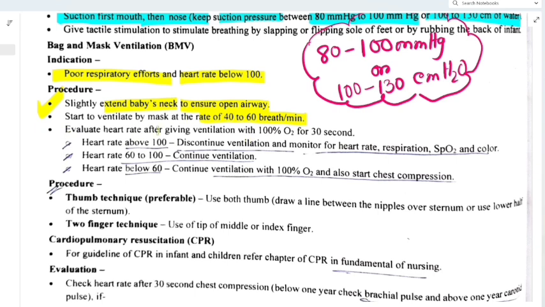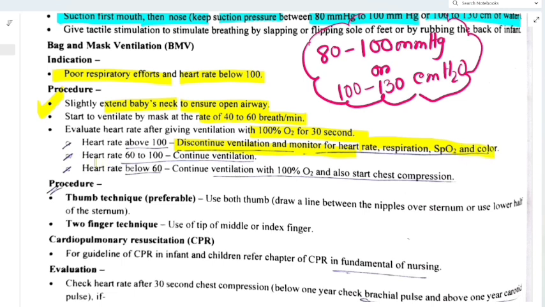Then evaluate heart rate after giving ventilation with 100% oxygen for 30 seconds. Okay, then we are checking the heart rate after giving ventilation. And what will be the oxygen percentage? That is 100% for 30 seconds. Then heart rate is above 100. Then what will we do? We will discontinue ventilation and monitor the heart rate, respiration, SpO2 and color of the baby.